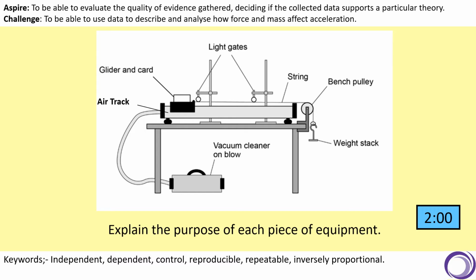The string then connects the glider to the weights, so the weights give you the force, that's your force N. And the bench pulley, if we didn't have a pulley there, we'd have friction as the string rubbed over the end of the bench. So the bench pulley there is just to reduce the friction on the string as the force is pulling it down.